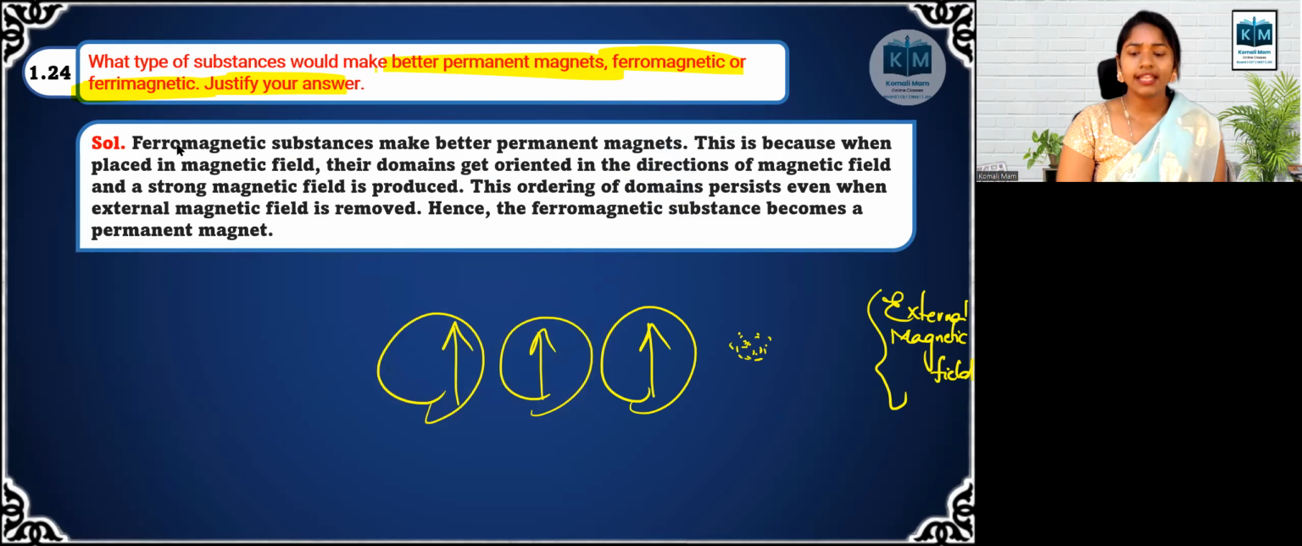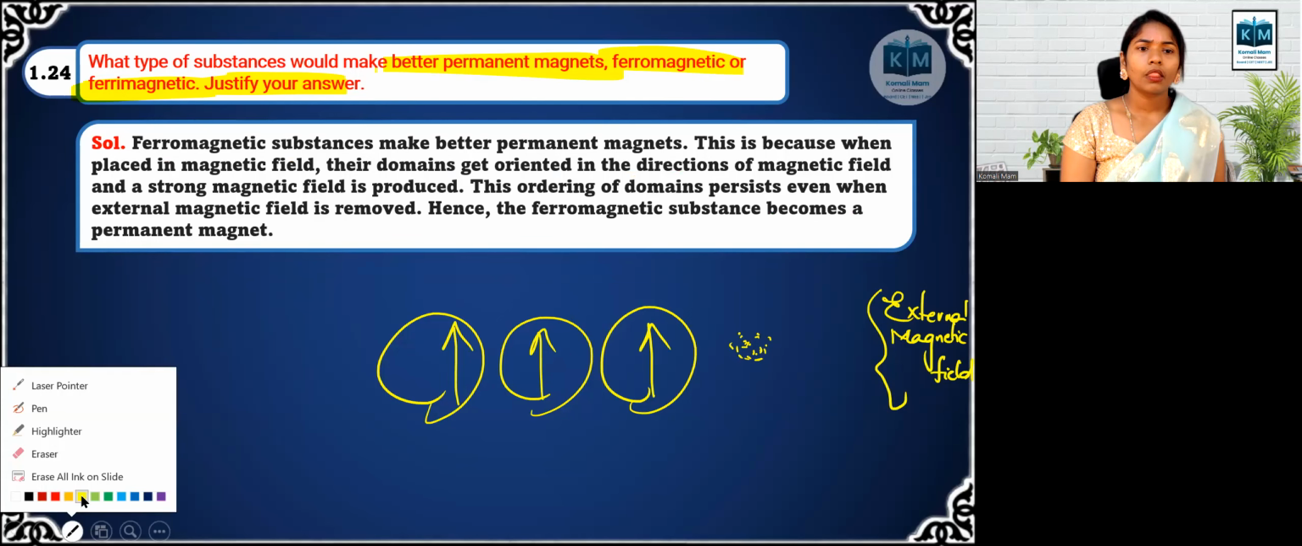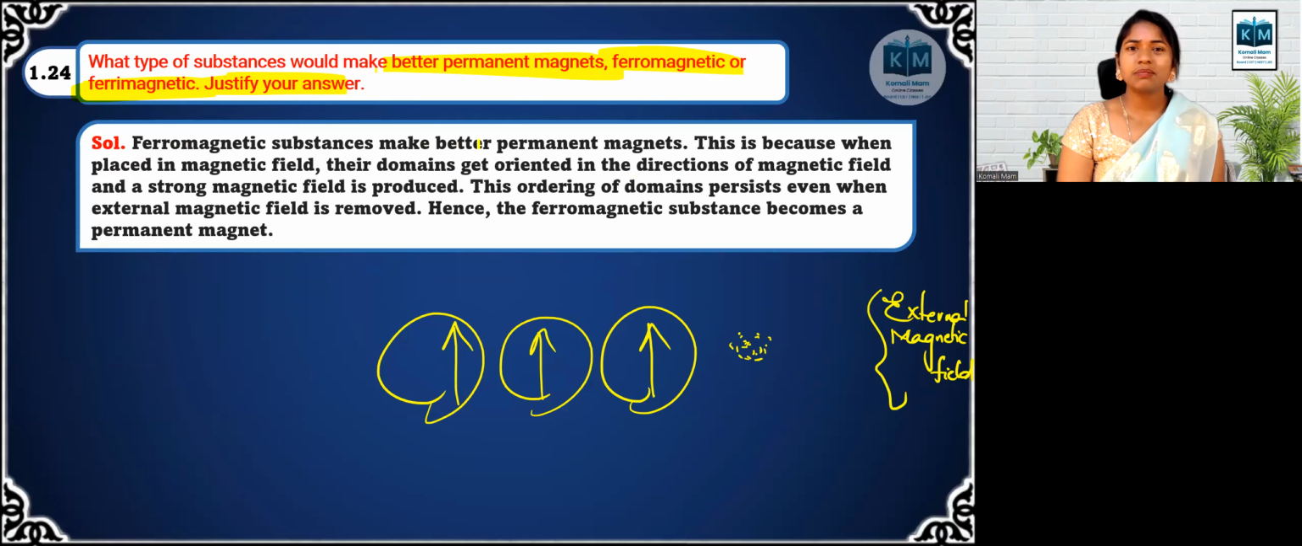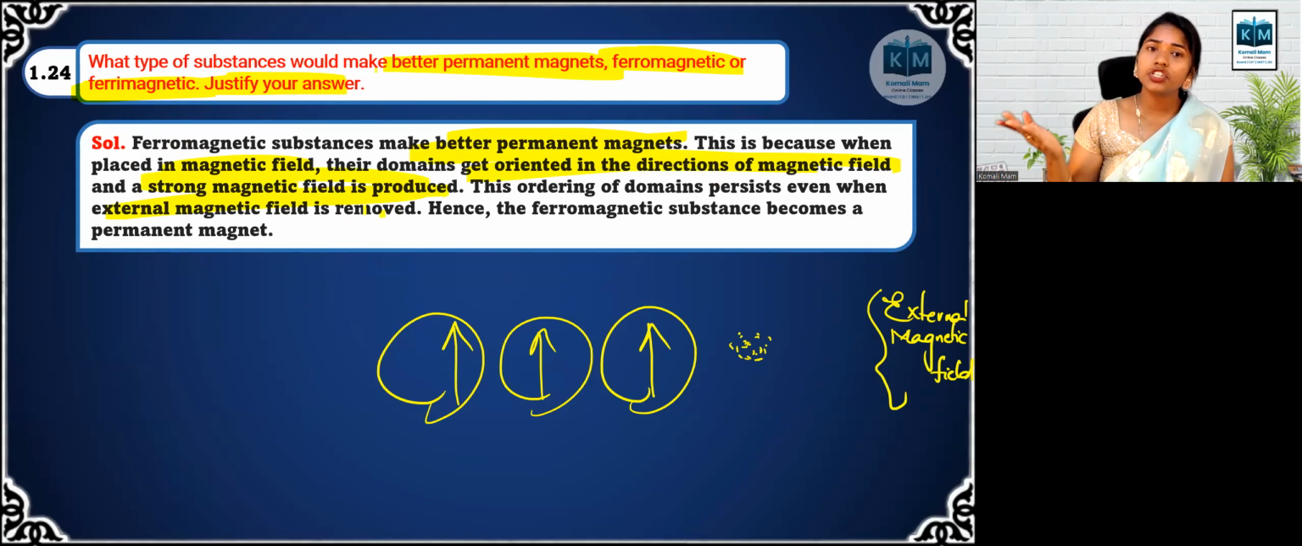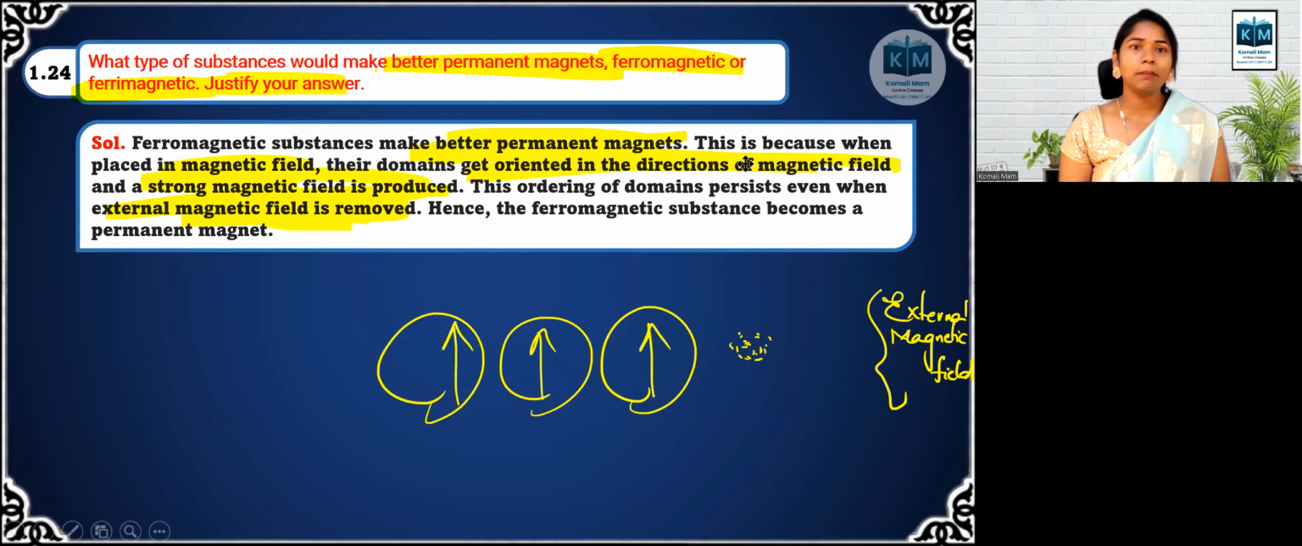See here, ferromagnetic substances make better permanent magnets. When placed in a magnetic field, their domains get oriented in the direction of the magnetic field, and a strong magnetic field is produced. And if you remove the external magnetic field also, their domains remain the same. Hence, ferromagnetic substances become permanent magnets.